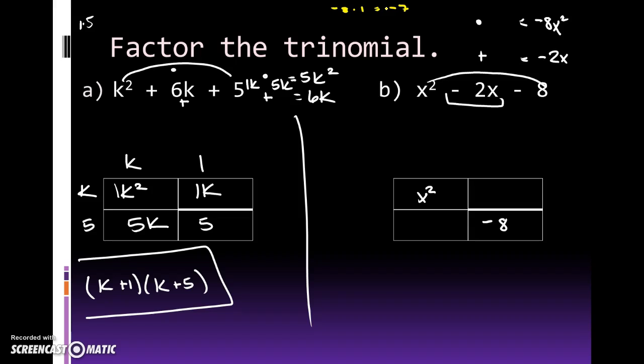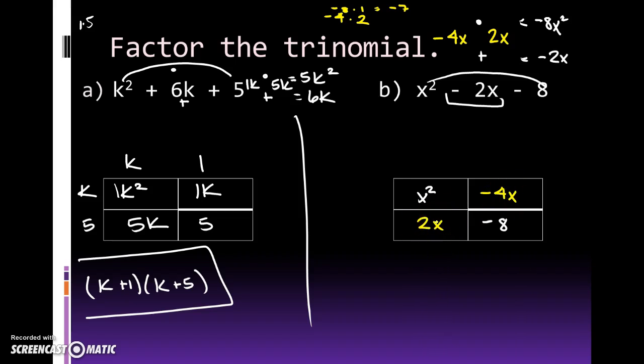Let's try, what else gives you 8 to multiply? 4 times 2. Let's try negative 4 times positive 2. Negative 4 times positive 2 is negative 8. Negative 4 plus 2 is negative 2. So that works great. So I'm thinking negative 4x and positive 2x. If I multiply them, I get negative 8x squared. And if I add them, I get negative 2x. So that's going to go on my diagonals.